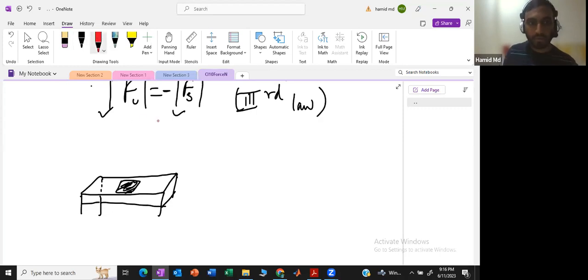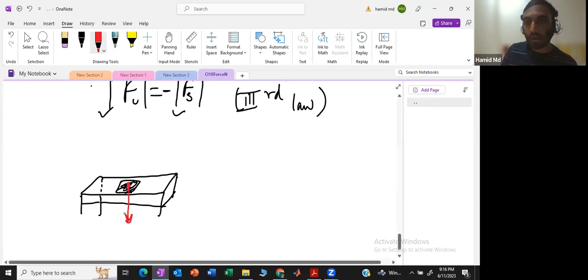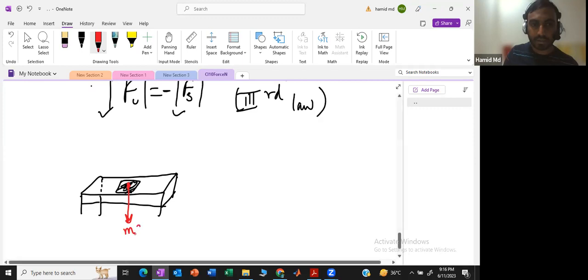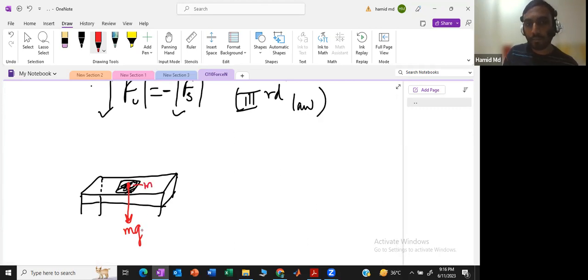So here one force is acting on this book in the downward direction, toward the center of the Earth. So this book is being pulled by Earth. M is the mass of this book, and Earth is pulling it down.